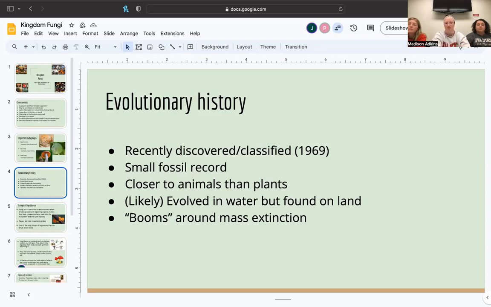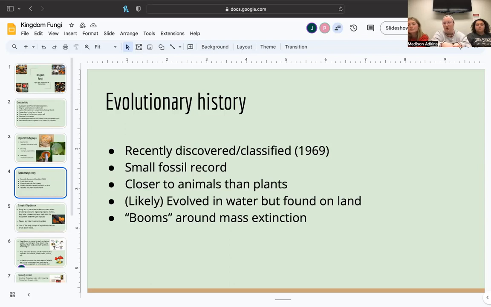But as far as the far back evolutionary history, again, we don't know a lot because the fungi is somewhat fleshy and very soft, which makes it hard to preserve. And we don't have a large fossil record. Most of the fossils found were found within animals that had eaten the fungi, and had been preserved within the animals. They are believed to have evolved in water and then moved to the land, but the fossils we have found have been largely on land.